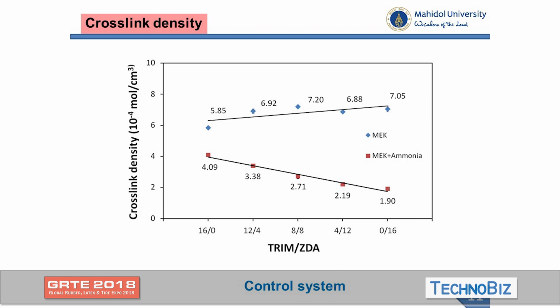However, by the use of the swelling test under ammonia atmosphere, it can be seen that the crosslink density decreased as a function of the ZDA. This can prove that the ionic crosslink is already formed in the vulcanizate. So, it can be concluded that with the increase in ZDA content, the ionic crosslink also increased.